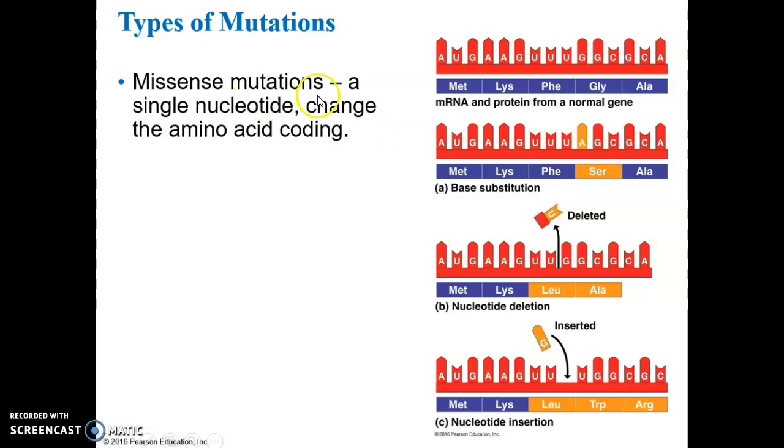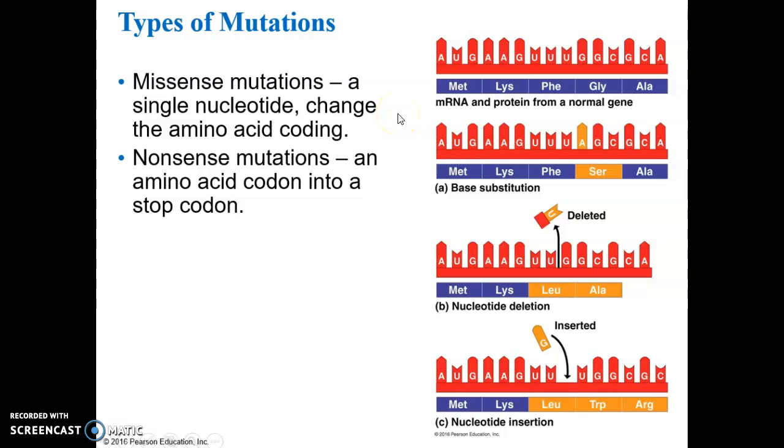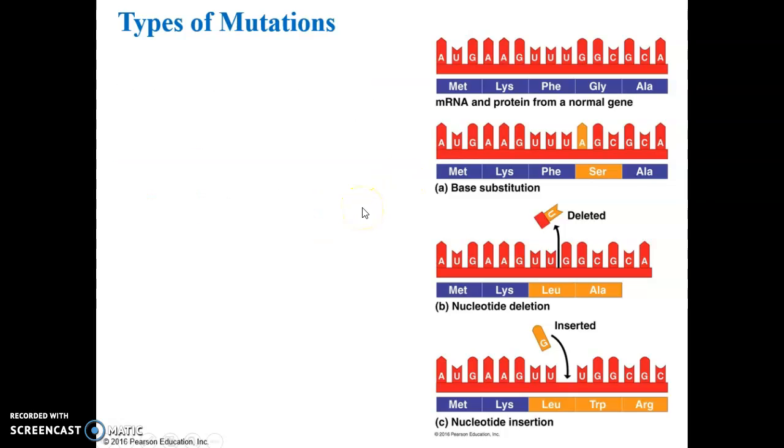So missense mutations are due to that single nucleotide substitution, and that usually can cause a change in the amino acid coding, like we saw with the sickle cell hemoglobin molecule. Nonsense mutations, an amino acid codon is converted into a stop codon, so the production of the polypeptide is inadvertently stopped before it should be, with a nonsense mutation.